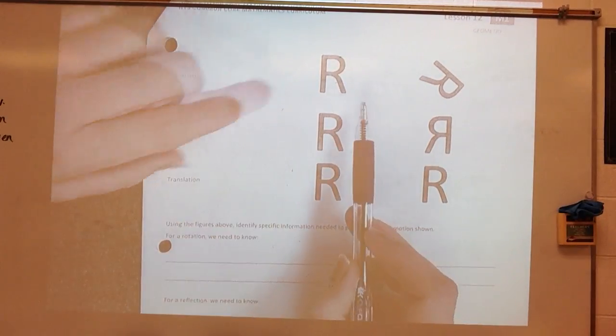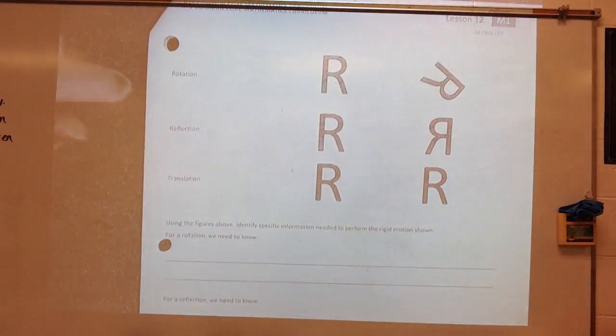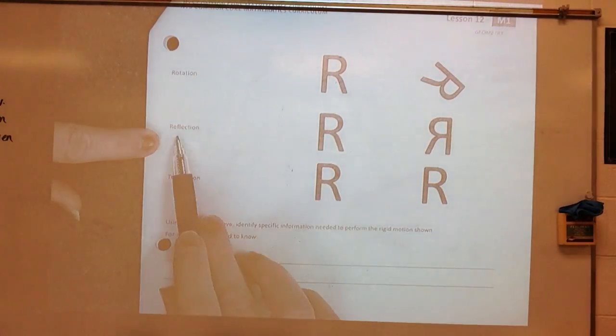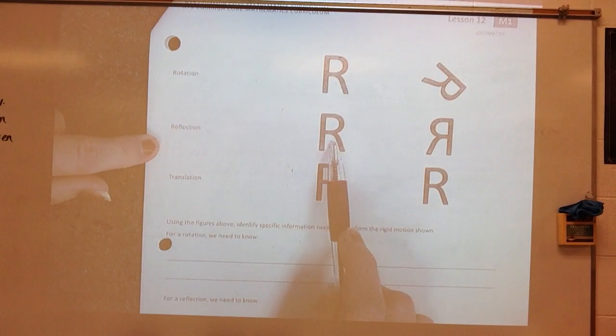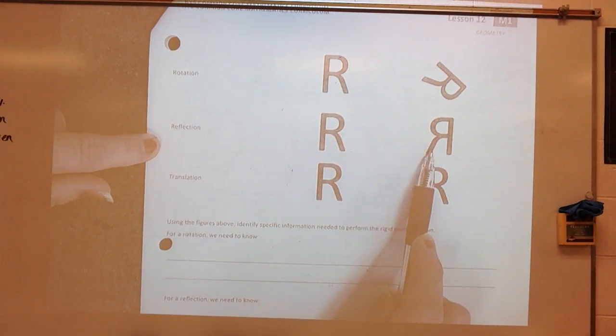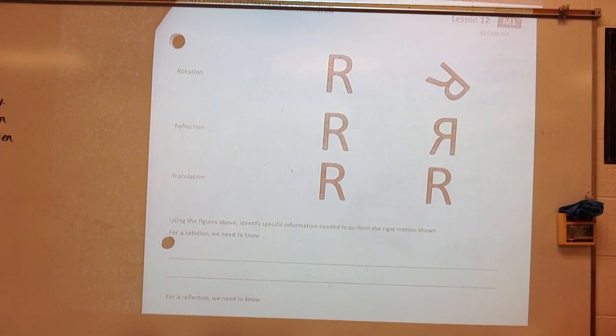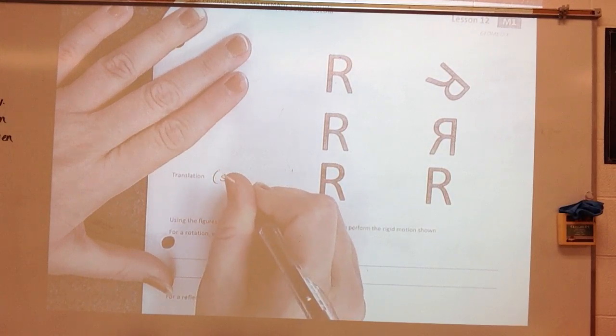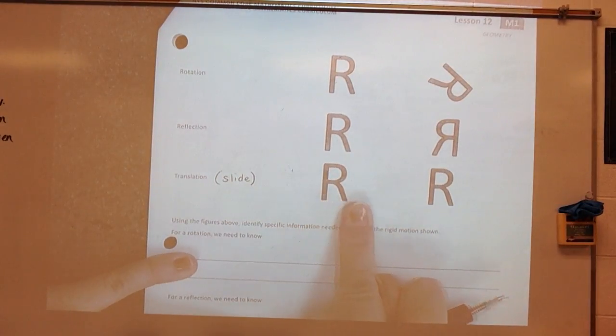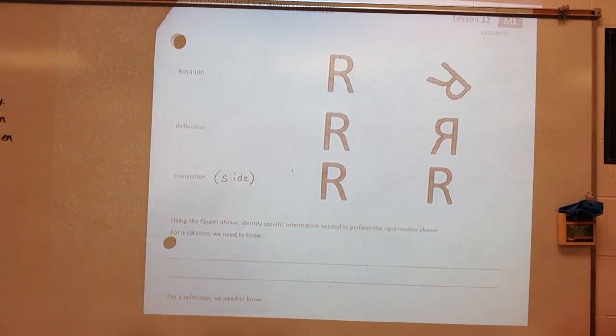We have a rotation. Rotation means I simply rotate it. I move it around. Then we have a reflection. When you think about a reflection, think about the mirror. When you look at yourself in the mirror, you are backwards. That's what's happening here. I'm backwards. Then we have what we call a translation. A translation is basically a slide. I'm sliding it. Notice I didn't change the direction that it was facing or anything like that.